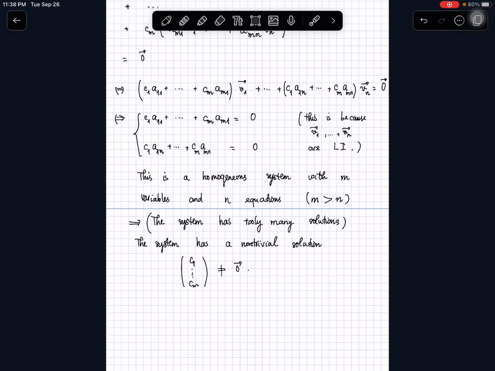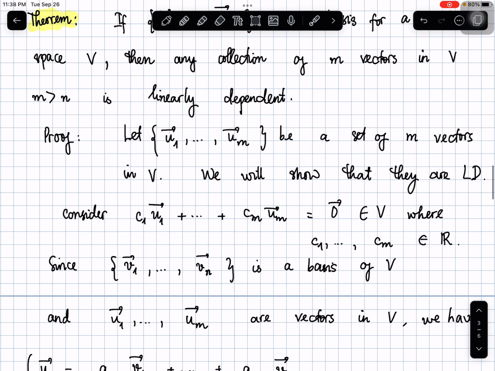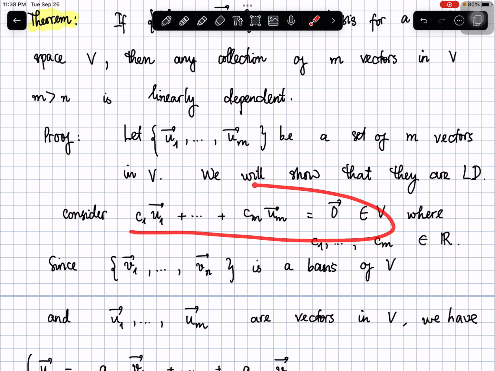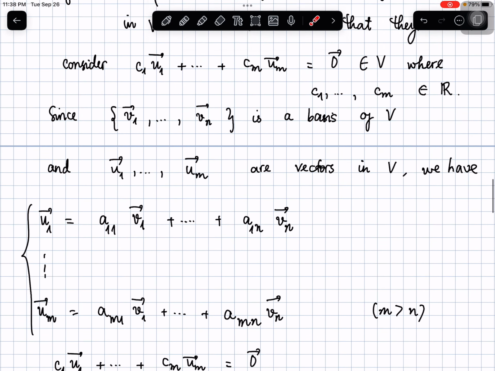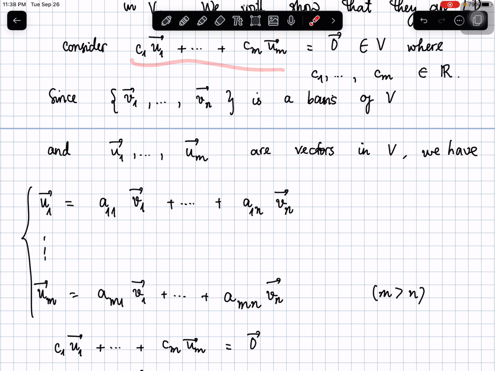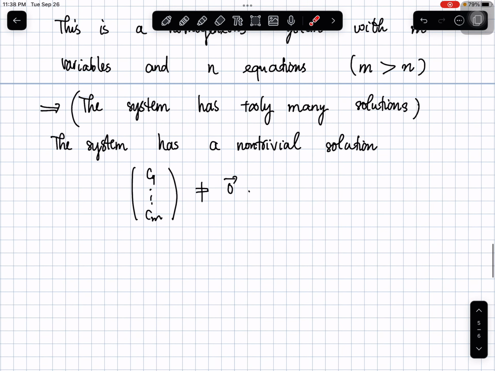And what does that mean? That means that we start from this equation, and now we find that there exist c1 to cm such that at least one of them is non-zero, right? This just means that this system has a non-trivial solution. This means that the vectors u1 to um, by definition, are linearly dependent, right? And thus u1 to um are linearly dependent, which finishes the proof.